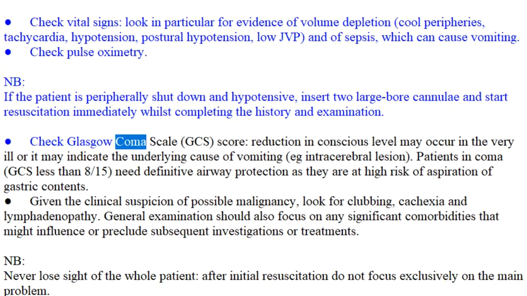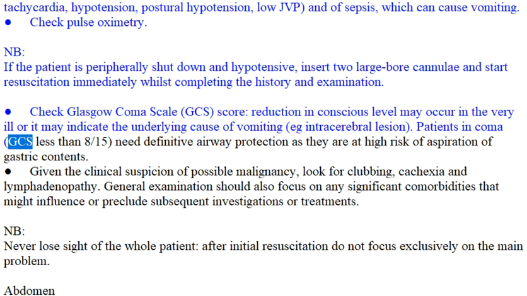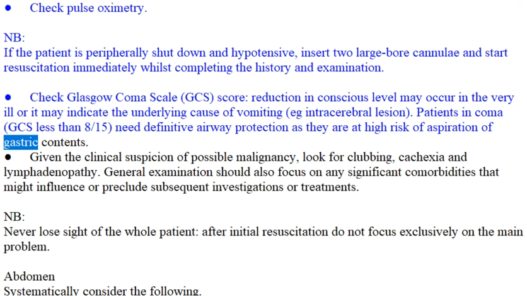Check Glasgow Coma Scale, GCS, score. Reduction in conscious level may occur in the very ill, or it may indicate the underlying cause of vomiting, e.g. intracerebral lesion. Patients in coma, GCS less than 8/15, need definitive airway protection as they are at high risk of aspiration of gastric contents.